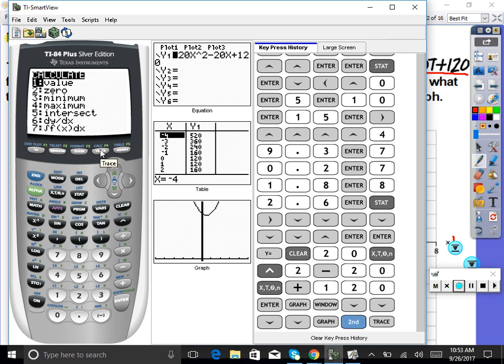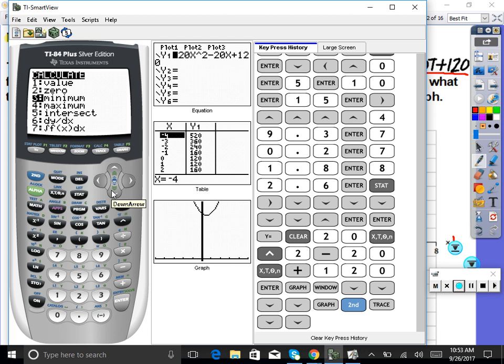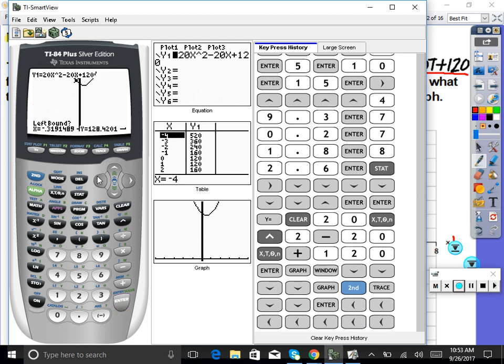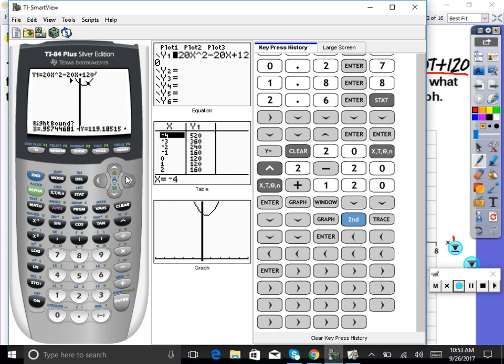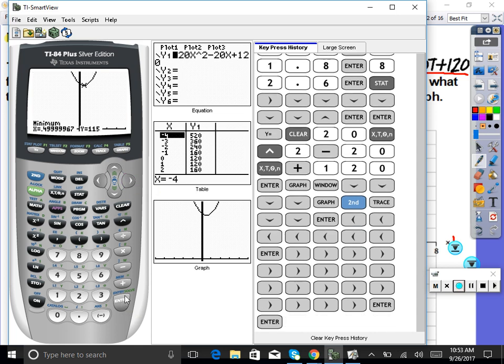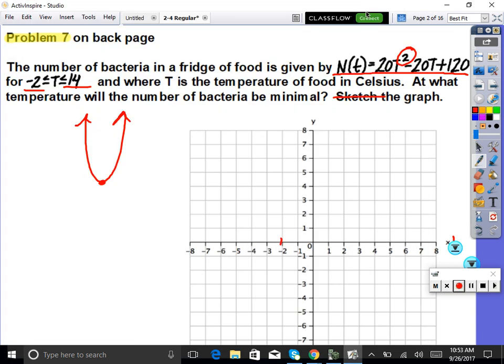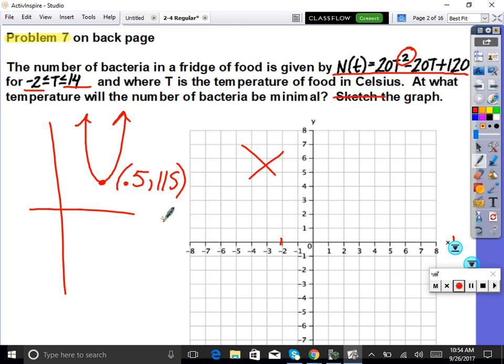Now I hit graph. And now we'll do a second trace. Find the minimum. Left bound, enter. Right bound of the min. So our minimum is at 0.5, 115. So 0.5, 115. I don't care if you graph it, as long as you understand what's going on. So this is at 0.5, 115.